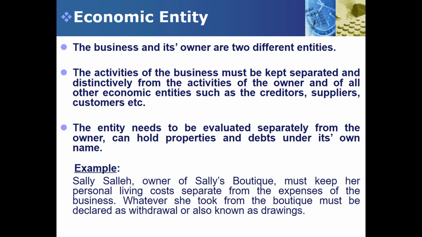3. Economic entity. The business and its owner are two different entities. The activities of the business must be kept separate and distinct from the activities of the owner and of all other economic entities such as the creditors, suppliers, and customers. The entity needs to be evaluated separately from the owner, and can hold properties and debts under its own name. Example: Sally Salat, owner of Sally's Boutique, must keep her personal living costs separate from the expenses of the business. Whatever she took from the boutique must be declared as withdrawal, also known as drawings.